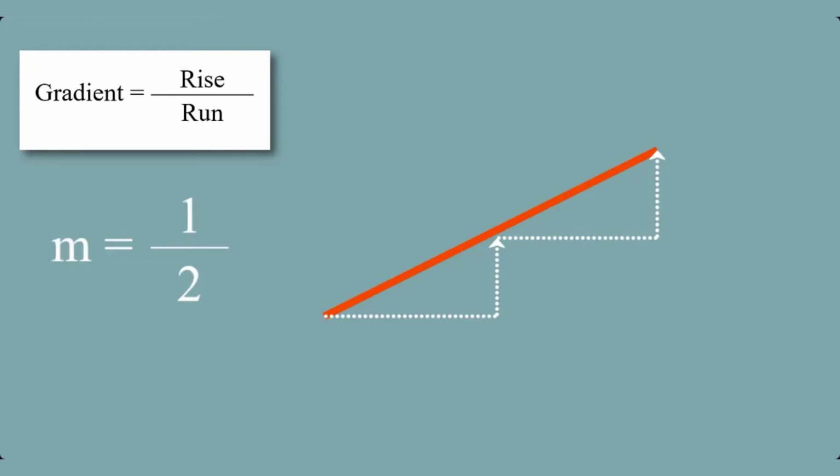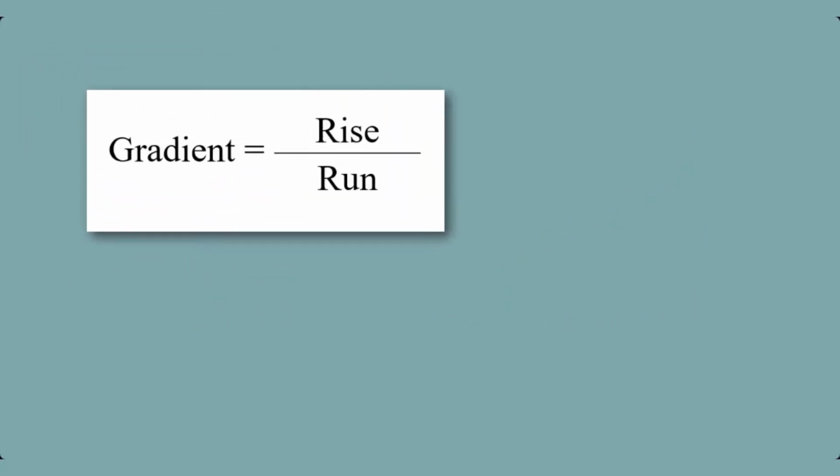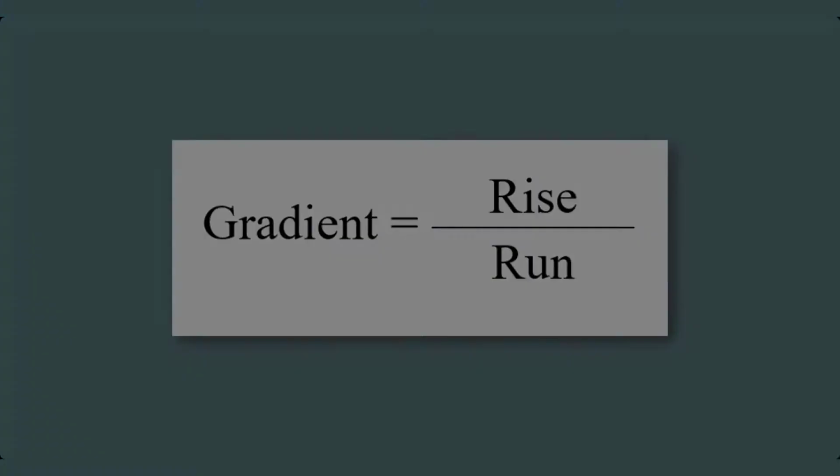What do you think a gradient of 2 out of 3 means? Well, it would mean that each time I move up by 2, I go across by 3. That is why the formula for gradient is the rise over run.